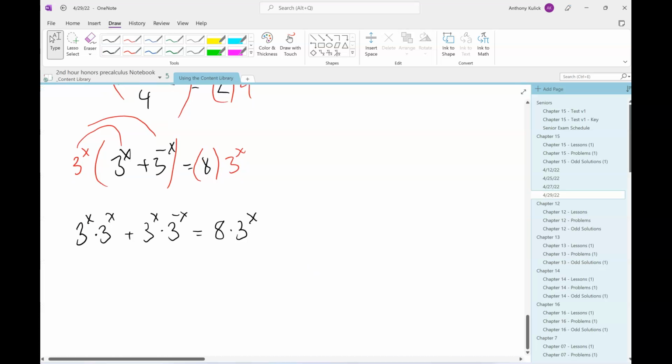So what do I get when I multiply 3 to the x times 3 to the x? 3 to the 2x. x plus x, right? What do I get when I multiply 3 to the x by 3 to the negative x? 3 to the 0, which is just 1.